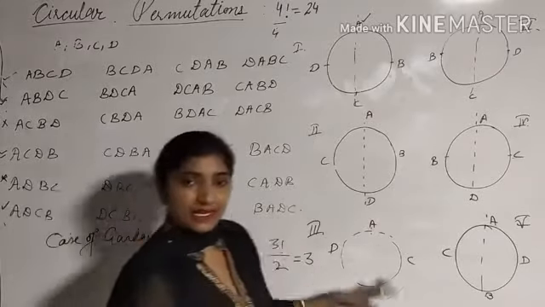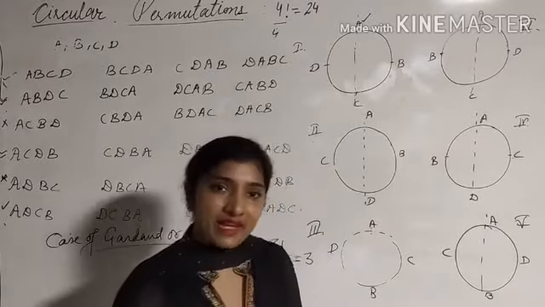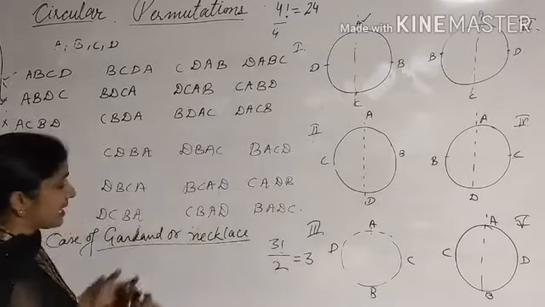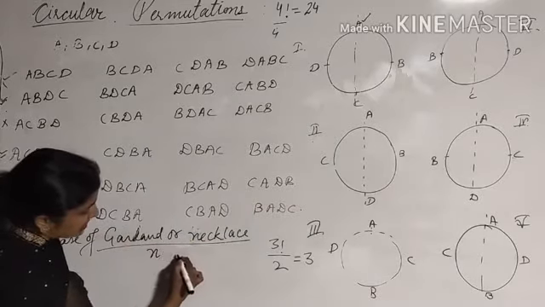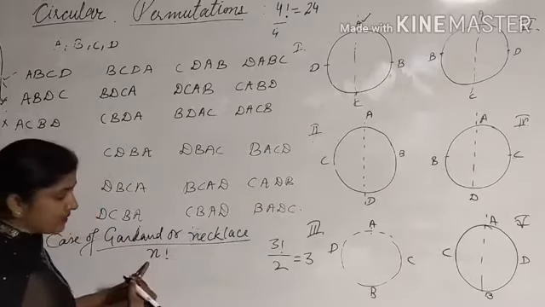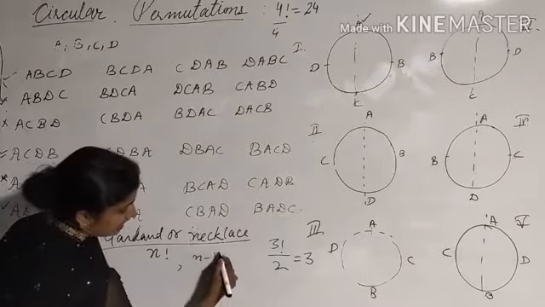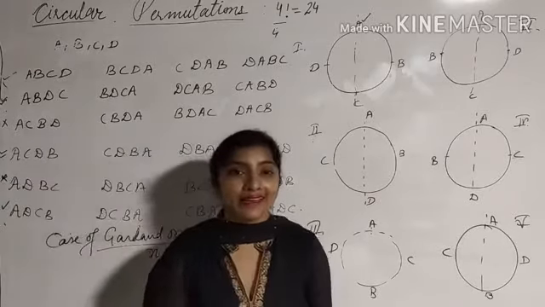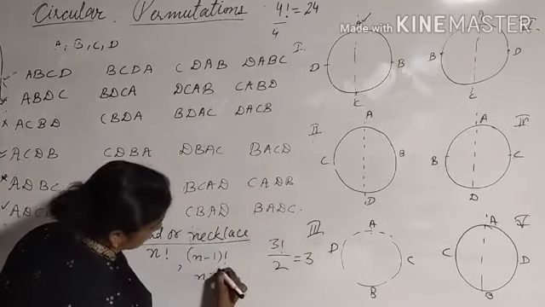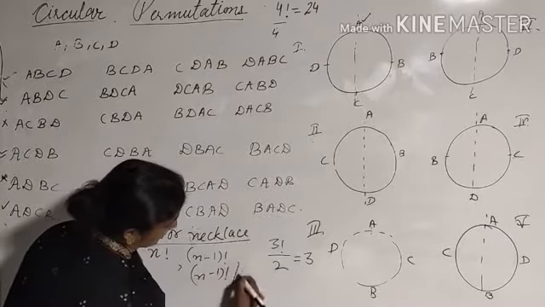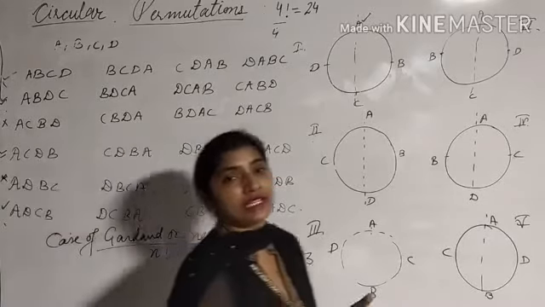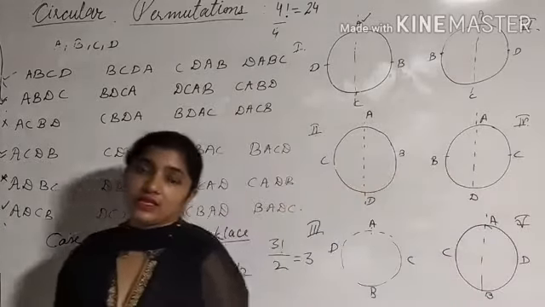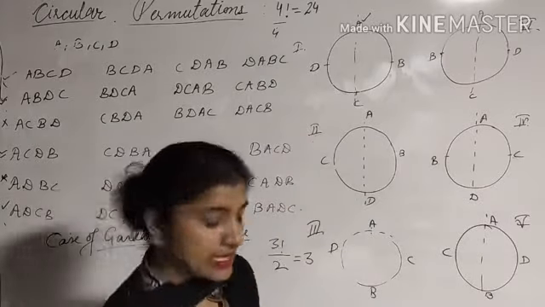Similarly, when the number of objects is 5, then 4 factorial will be divided by 2. And if the number of objects is n, then the total linear arrangements are n factorial, the circular arrangements are n minus 1 factorial, and the number of garlands or necklaces will be n minus 1 factorial divided by 2. So the number of arrangements will be half in case of a garland or a necklace. So let's now do some practical problems related to that.